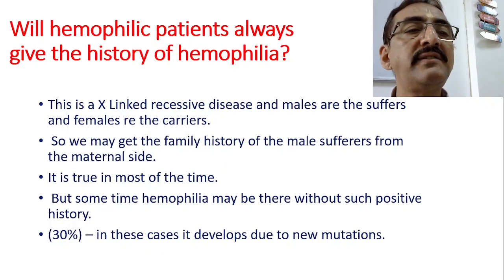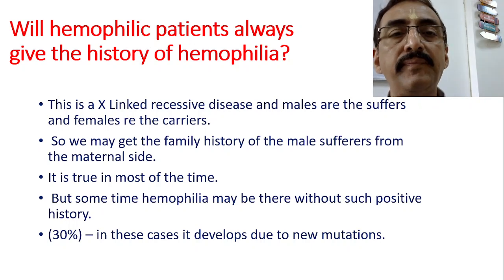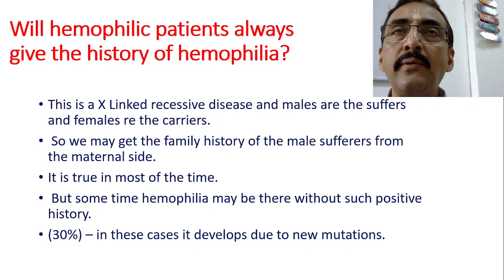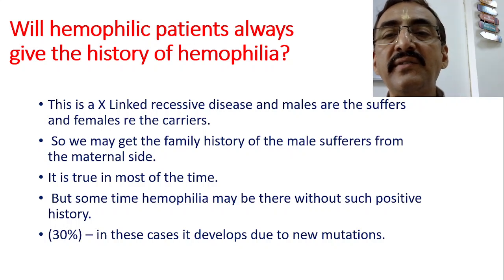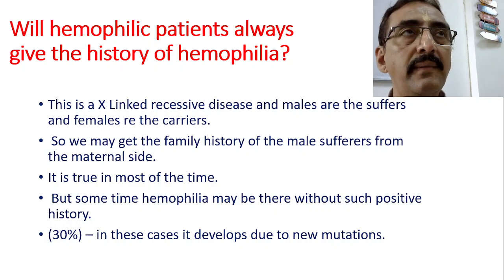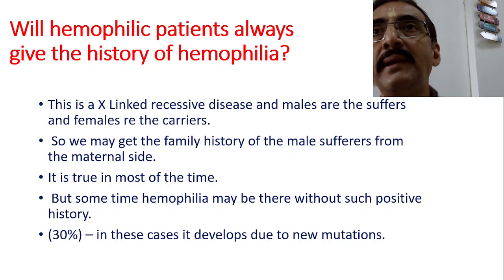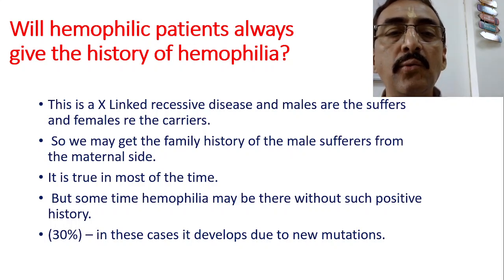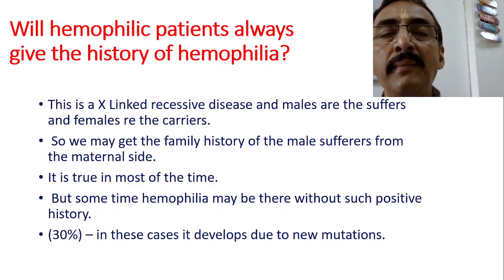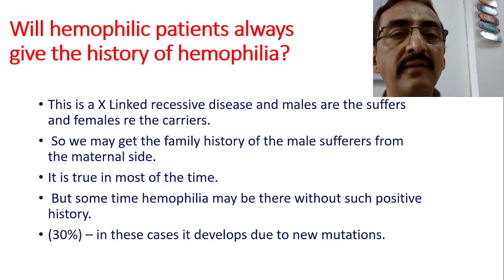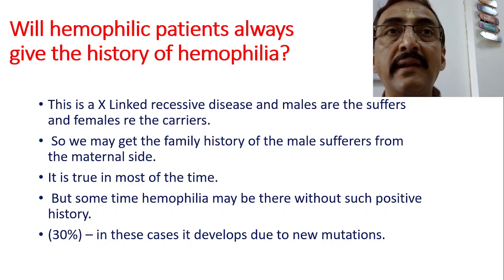So will hemophilic patients always give a history of hemophilia? Now, as we know, this is an X-linked recessive disease, and the males are the sufferers and the females are the carriers. So we may get a family history of male sufferers from the maternal side. Very, very important. From the mother's side, you will have some history related to this. X-linked recessive disease: males are the sufferers and females are the carriers.